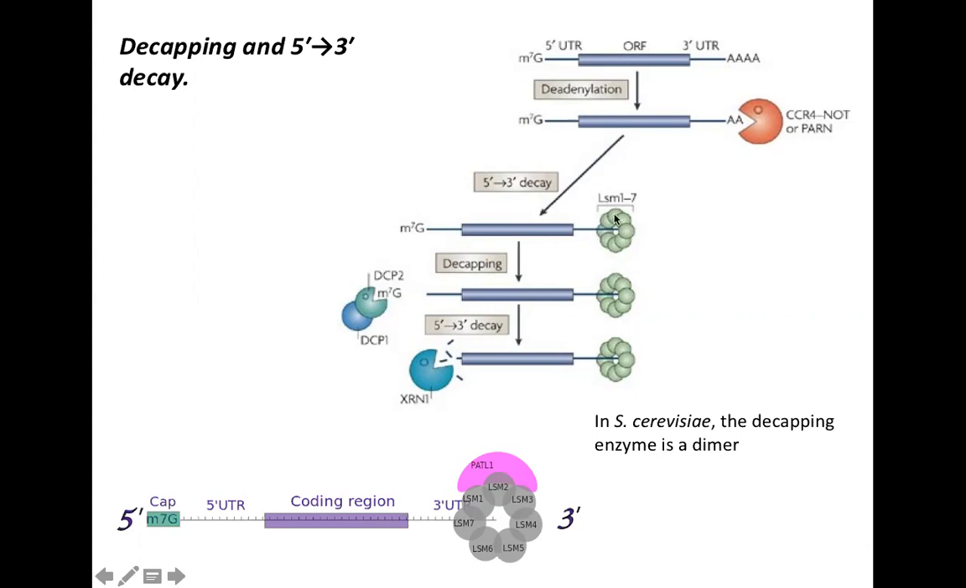That is carried out by the binding of LSM proteins. LSM stands for like SM proteins. SM proteins are associated with an autoimmune disorder. These proteins are generally involved in processing mRNA molecules. The name is derived from an autoimmune disorder, systemic lupus erythematosus. This is the name of the disease.